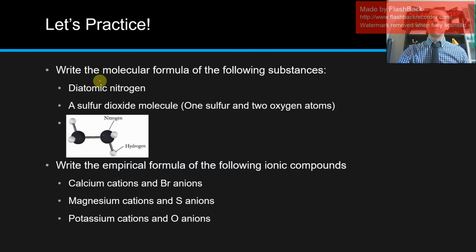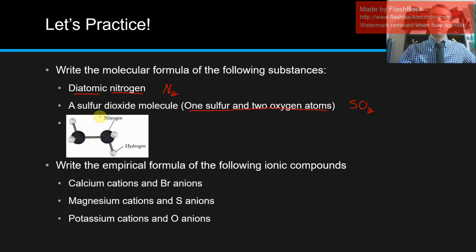So starting off, we're going to write the molecular formula of the following substances. Diatomic nitrogen. We know that our element's going to be nitrogen. And thinking back to our earlier vocabulary, we know it's going to be diatomic, meaning 2. So this one is simply going to be N2. Alright, what about sulfur dioxide? Sulfur dioxide is 1 sulfur and 2 oxygen atoms. So we know we have 1 sulfur and 2 oxygen, SO2 for sulfur dioxide.